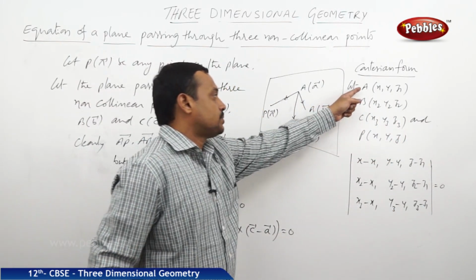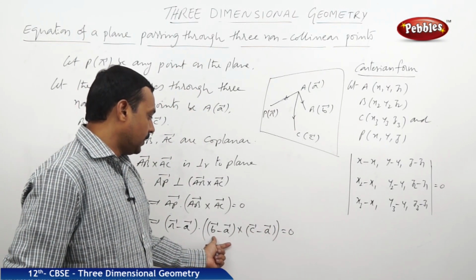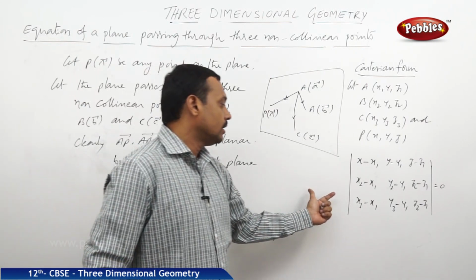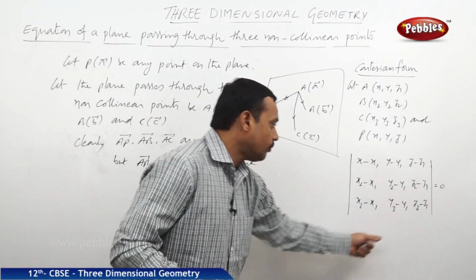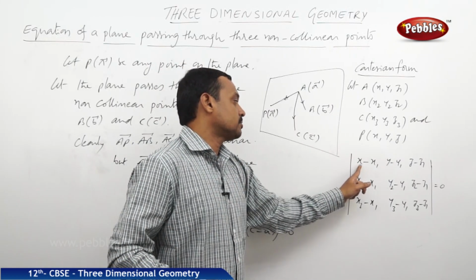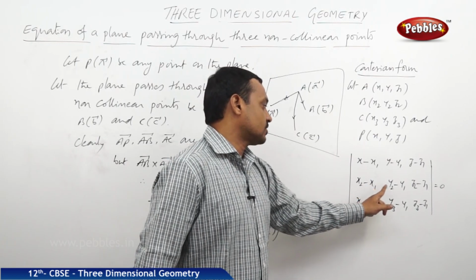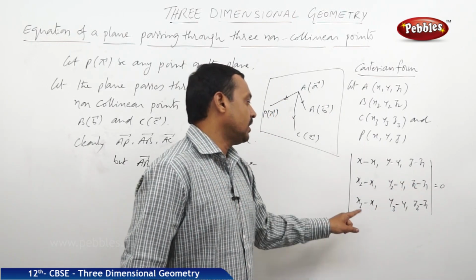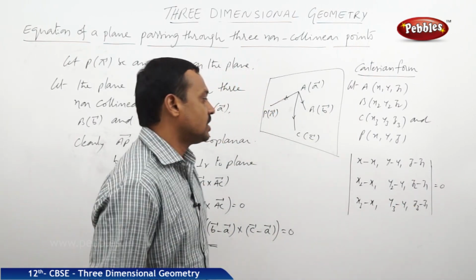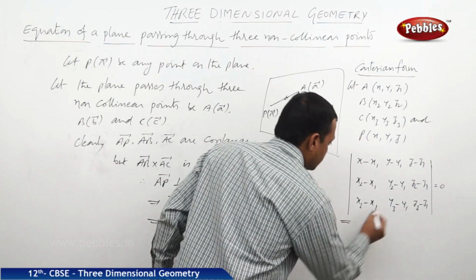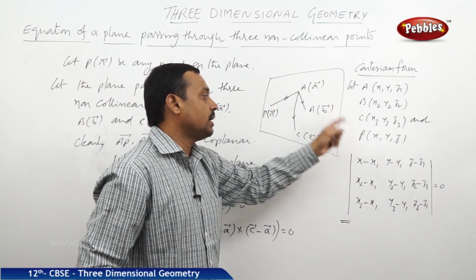Now, by substituting these four vectors here and on simplification, finally we get the determinant of this matrix: x minus x1, y minus y1, z minus z1, x2 minus x1, y2 minus y1, z2 minus z1, x3 minus x1, y3 minus y1, z3 minus z1 is equal to 0. So this is the Cartesian equation of the plane which passes through the given three points.